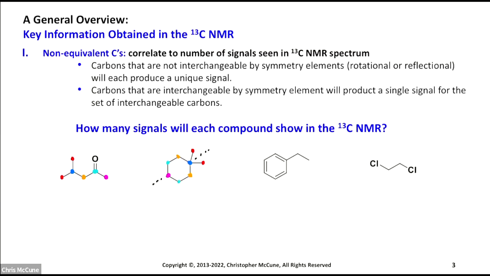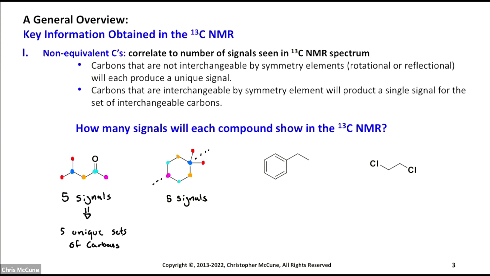So for the first structure, I would see 5 signals because I have 5 unique sets of carbons in that structure. For the next compound, I would also have 5 signals for the same reason, but the carbon-13 NMR would look a lot different because the structure is different. There's not a carbonyl, it's got a different electron environment. And so different spin states and chemical shifts.